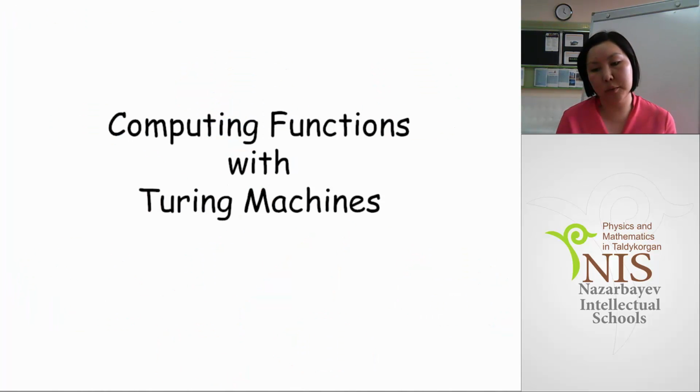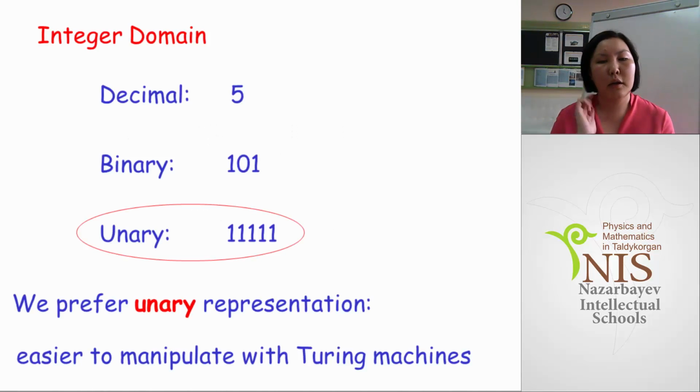Computing functions with Turing machine. We know what is a decimal number and what is a binary number. And also, we know what is a unary number. Unary numbers, have you ever tried to count when you were a child? Like one finger means 1, 2 fingers means 2, and so on. The number of zeros represents the number itself. We prefer unary representation because it is easier to manipulate with a Turing machine.